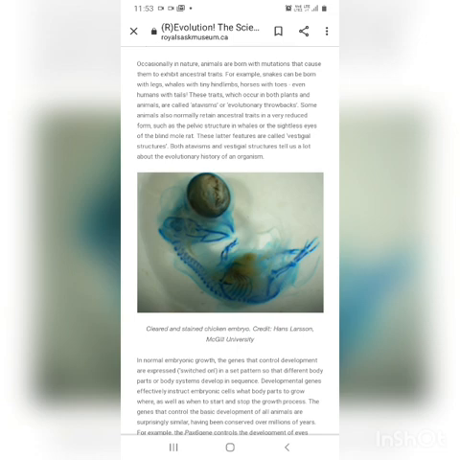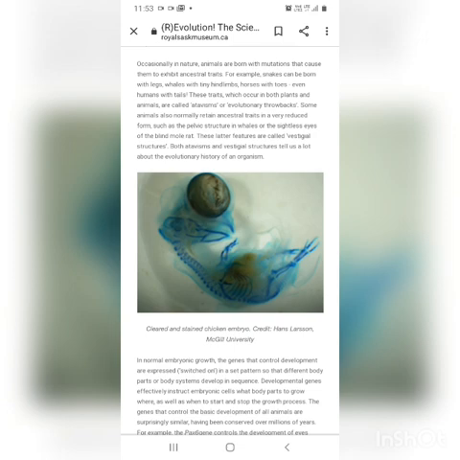Another example where an atavistic condition is seen is humans with a tail. These traits, which occur in both plants and animals, are called atavism or evolutionary throwback.